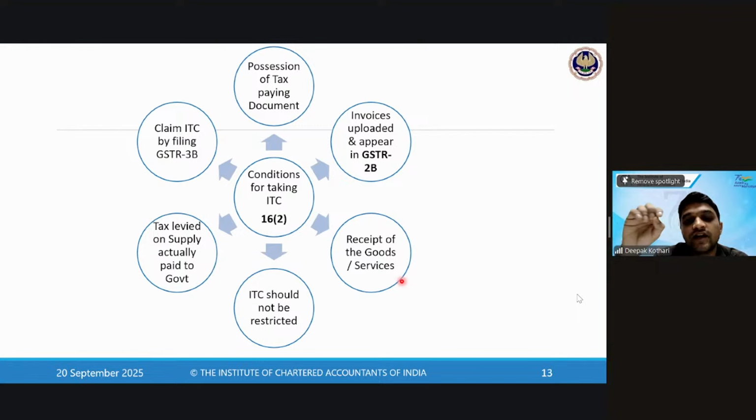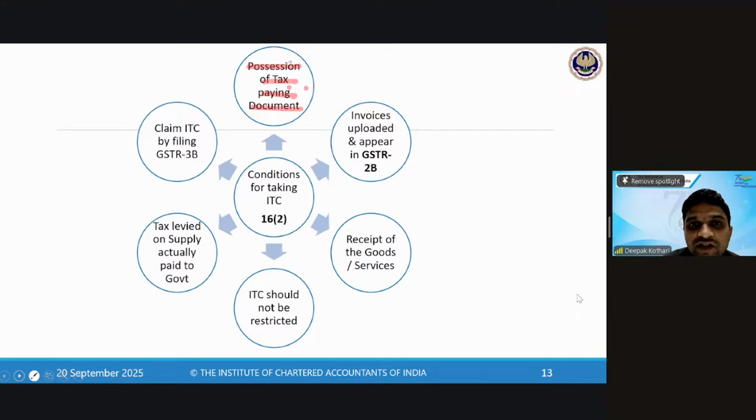16(2) कहता है that what are the conditions for taking the credit. 16(2) gives 6 conditions to claim the credit. Okay. First condition is you should be in possession of a tax paying document. अगर आपको क्रेडिट क्लेम करना है तो you should be having that tax paying document. What is the tax paying document? Either a invoice or debit note. तो आपके पास invoice या debit note होना चाहिए, then you can claim the credit. That is the first condition.